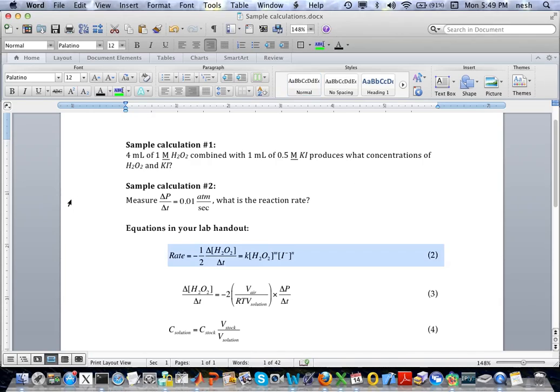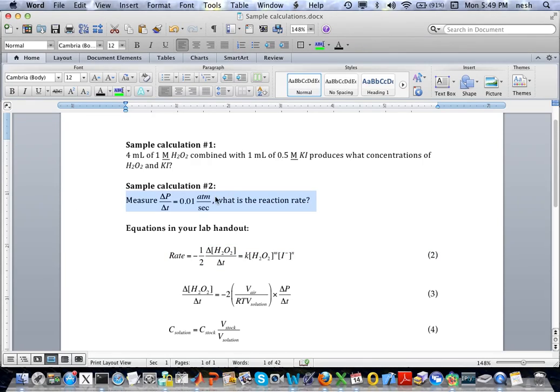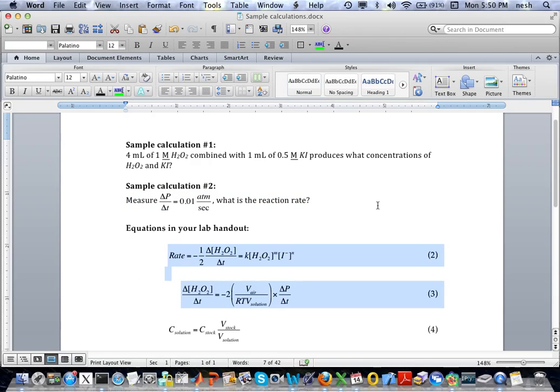This is the thing we've asked you to do. If you've measured the change in the pressure in the test tube of 0.01 atmosphere per second, then what's the reaction rate? In order to do that, we have a couple of equations, 2 and 3, that will help you out on that. And those are in your lab handout. I'll come back to those in a minute.